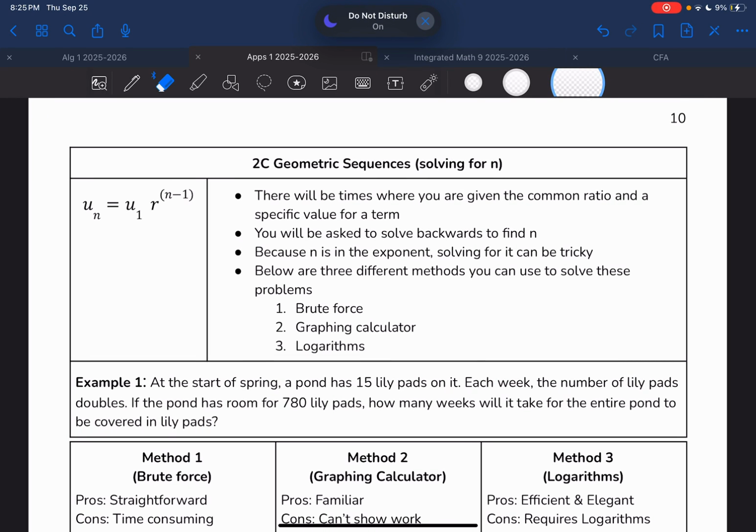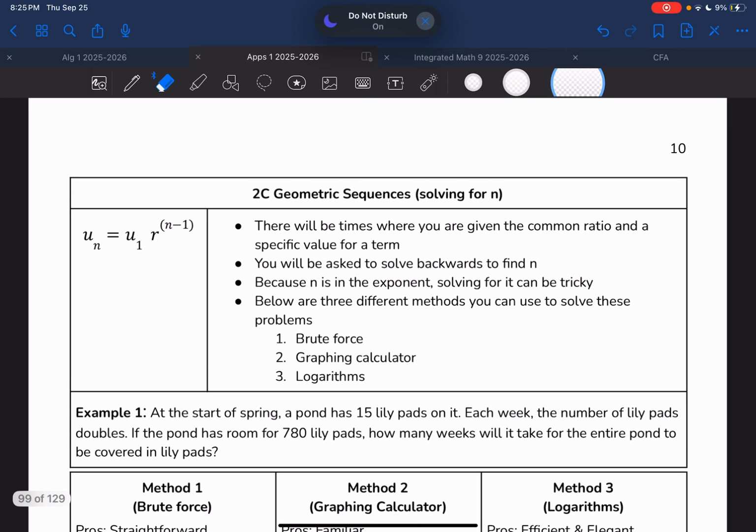Alright, so in this video I'm going to be going over pages 10 and 11 in the notes packet. This is where we are solving for n, so we're doing geometric sequences and we're solving for n.